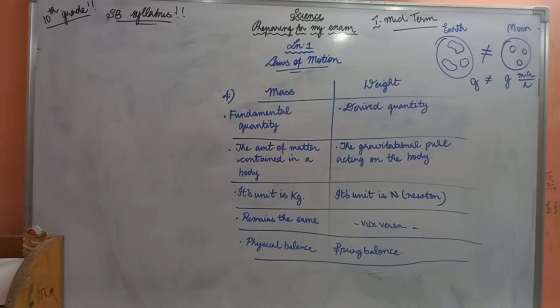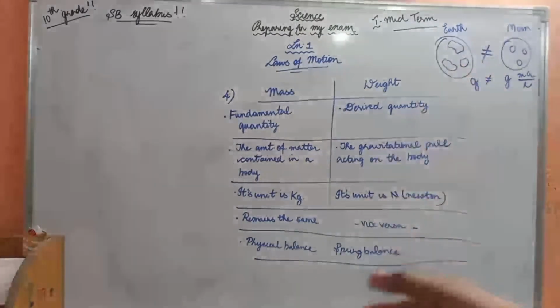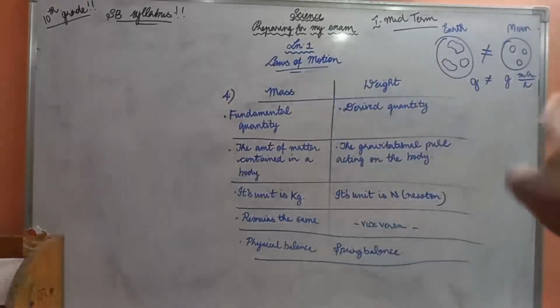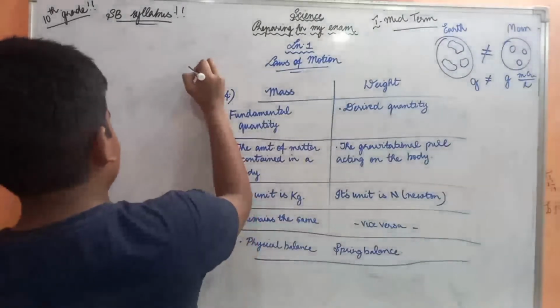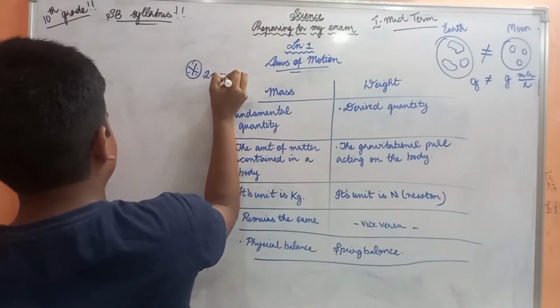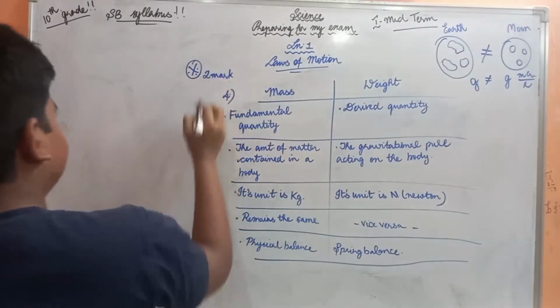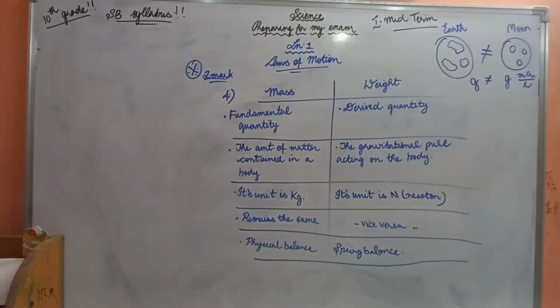while weight differs from place to place, as I gave you an example. On Earth, the gravity is way different than on the moon. The moon is much lighter and the Earth is denser. Mass is measured using a physical balance, and weight is measured using a spring balance. Important 2 mark questions, I'll give you to read, so I'll be right back.